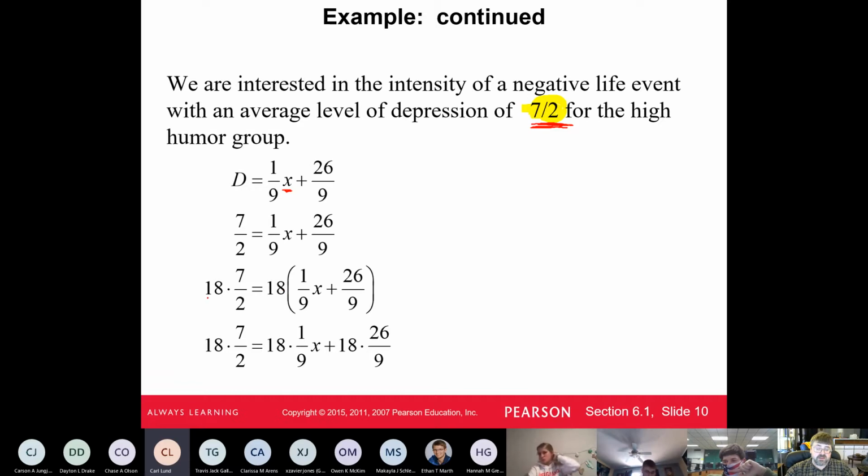So the first thing we've done is we have multiplied both sides by 18. Why are we choosing 18 to multiply both sides by? Why did I pick that number? Why did the author pick that number? Because it's not random. Why did they pick that number?